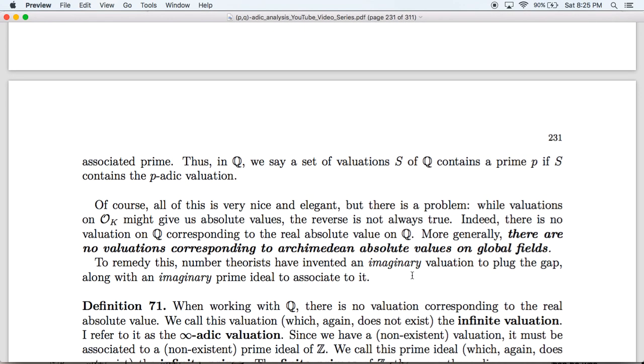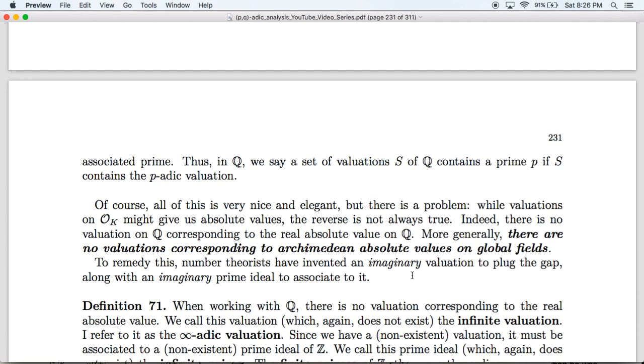So, and when I say infinite prime, this is important because valuations don't just exist out there in the ether. They are in a one-to-one correspondence with prime ideals. So not only do Archimedean absolute values not have valuations associated to them, they also don't have prime ideals associated to them. And so we're going to fix this by inventing imaginary friends.